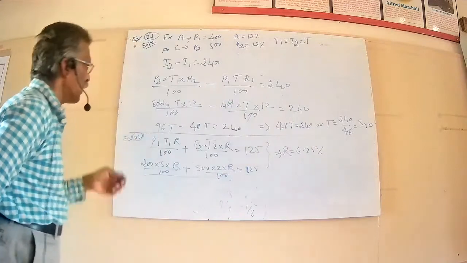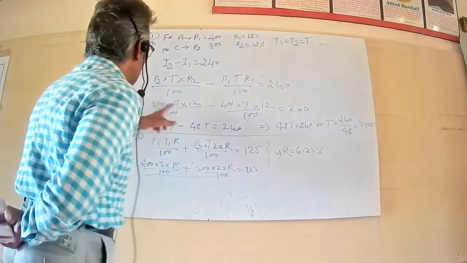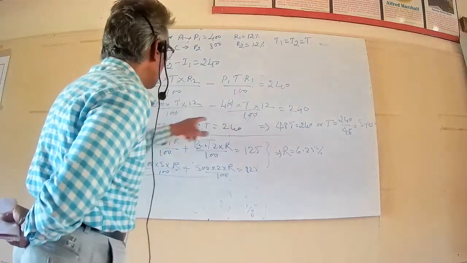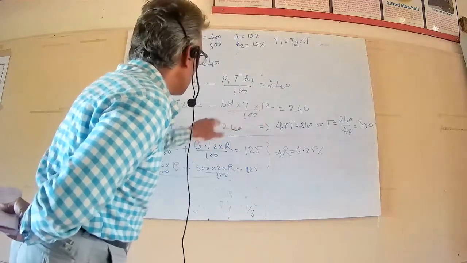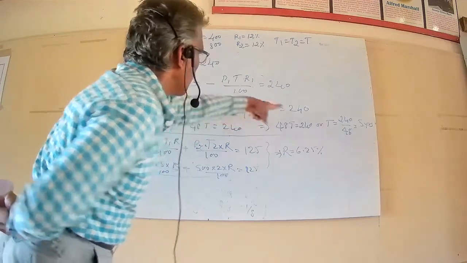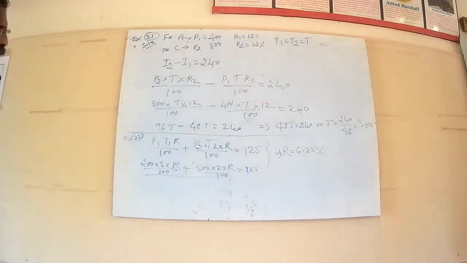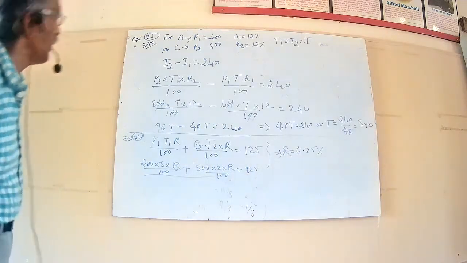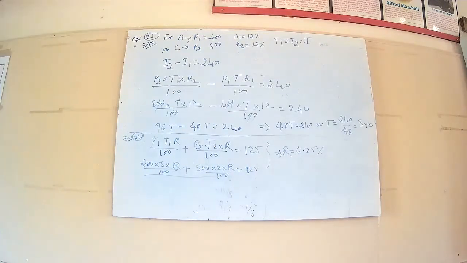Let us simplify. 96T minus 48T, that is 12 into 4, equals 240. So this implies 48T equals 240, or T equals 5. So 5 years. This is the solution.